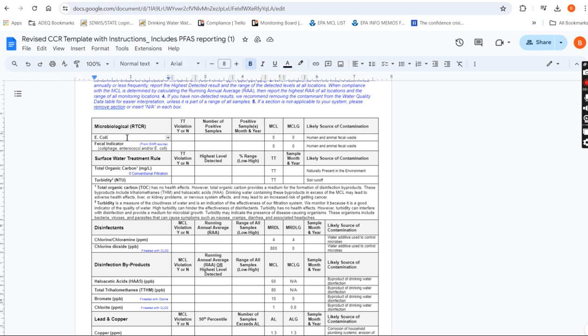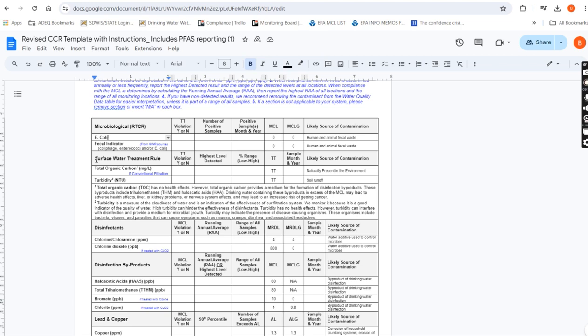So total coliform sample positives are no longer required to be included in CCRs. However, any E. coli positives or fecal indicator positive samples do need to be included, and the positive sample month and year, along with whether or not there was a treatment technique violation, which for E. coli or fecal indicators, that would be yes.